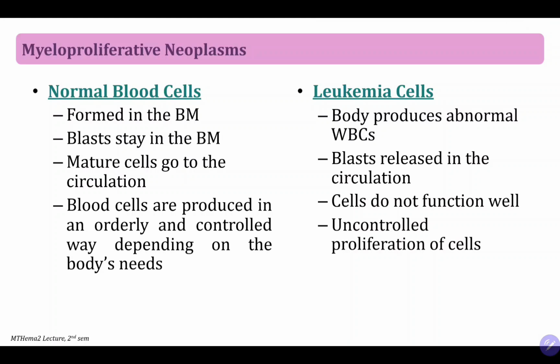Again, just to differentiate normal WBCs from leukemia cells: normal blood cells are formed in the bone marrow, and your blasts should only stay in the bone marrow. They should not be released into the circulation. What should be in circulation are only the mature cells. But in leukemia, the body usually produces abnormal WBCs, and the blasts, which usually stay in the bone marrow, are released into the circulation. These blasts are not yet mature, thus they do not function well, and this leads to an uncontrolled proliferation of cells.